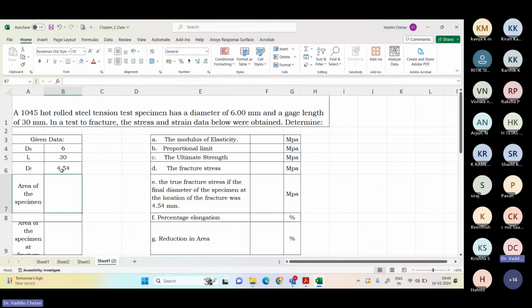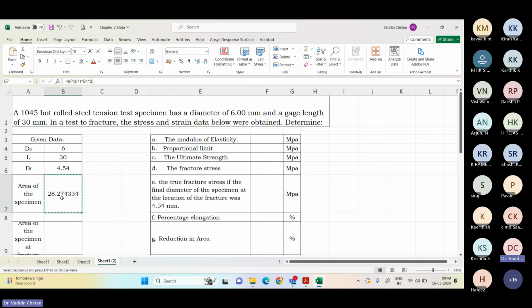We need to calculate the area of the specimen, which can be calculated using the formula pi by 4 into d squared. Every formula expression starts with an equals sign. So pi divided by 4, into d squared, where d is the original diameter. That is my area, which I got to be 28.27 mm squared. Similarly, I need to calculate the area at the fracture.